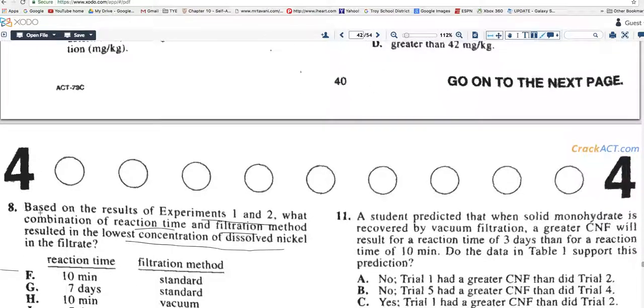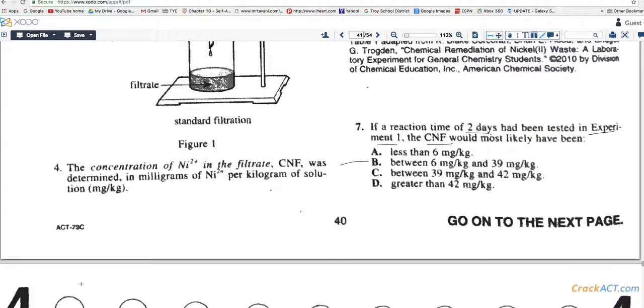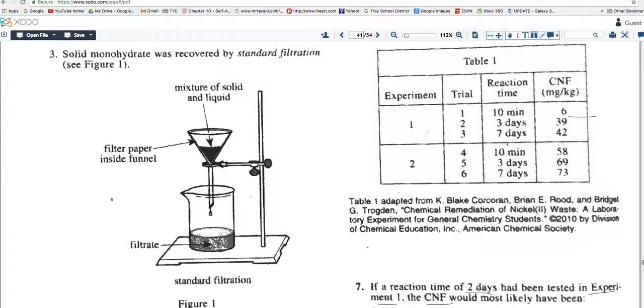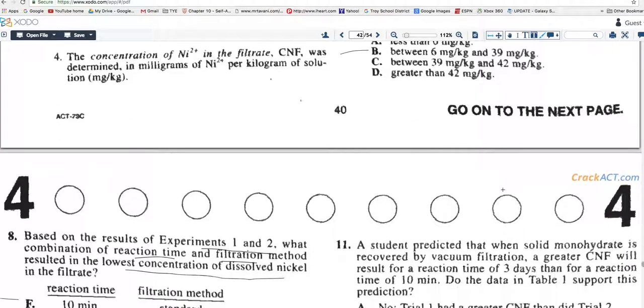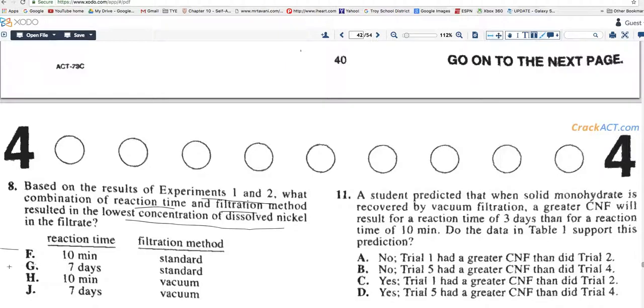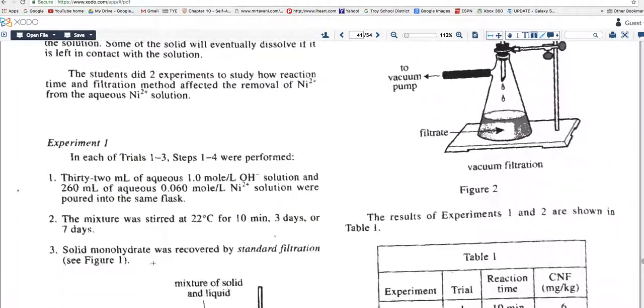So okay, so how do I? So you got me my 10 minutes versus 7 days because here it obviously shows that 10 minutes for both of them is less than 7 days. Okay, so that's good. We got rid of which answer choices do we get rid of? G and J. Yep, G and J are eliminated now. Okay, how do I differentiate between F and H? The filtration method. Okay, how do I know which is experiment 1? Experiment 1 is standard.